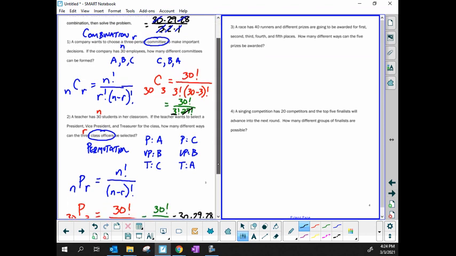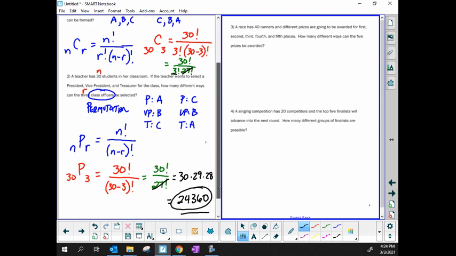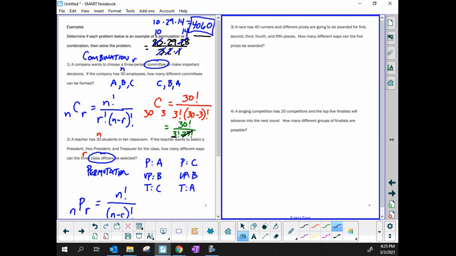All right, let's do a couple more examples together. A race has 40 runners and different prizes are going to be awarded for first, second, third, fourth, and fifth places. How many different ways can the 5 prizes be awarded? Well, if we're talking about first, second, third, fourth, fifth place, that is a permutation.